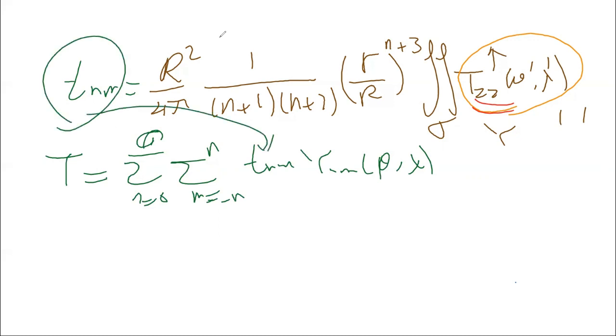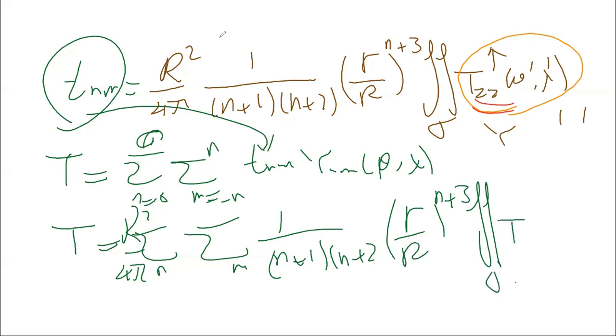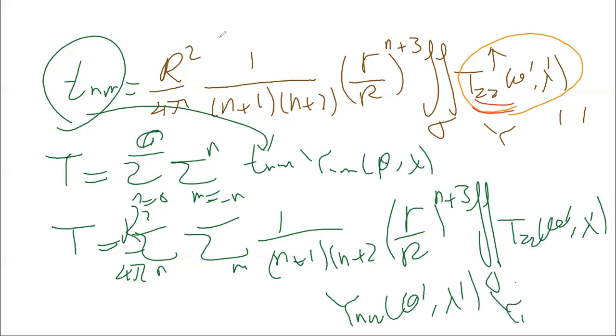This T_nm comes here. Then T will be, I do not write m completely, you can understand what I mean, R squared over 4 pi will be here, 1 over (n plus 1)(n plus 2), R over R_m to the power n plus 3, integral of T_zz at theta prime, lambda prime, and I already have Y_nm, theta and lambda.